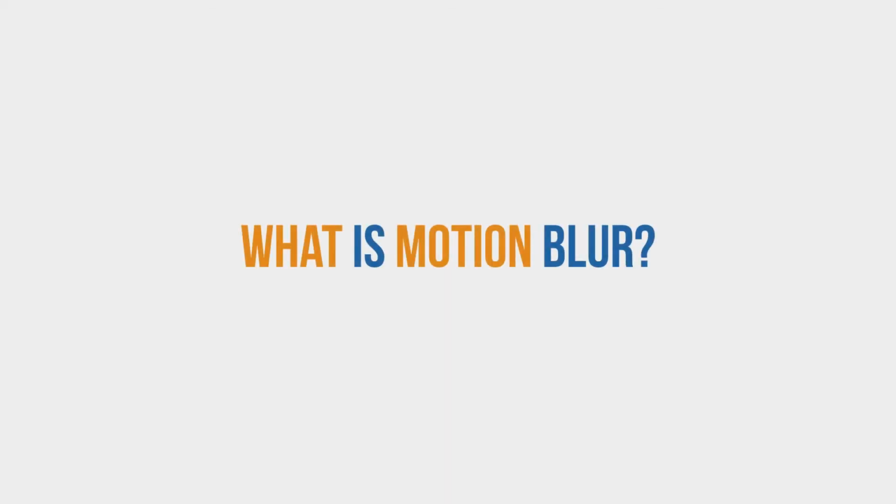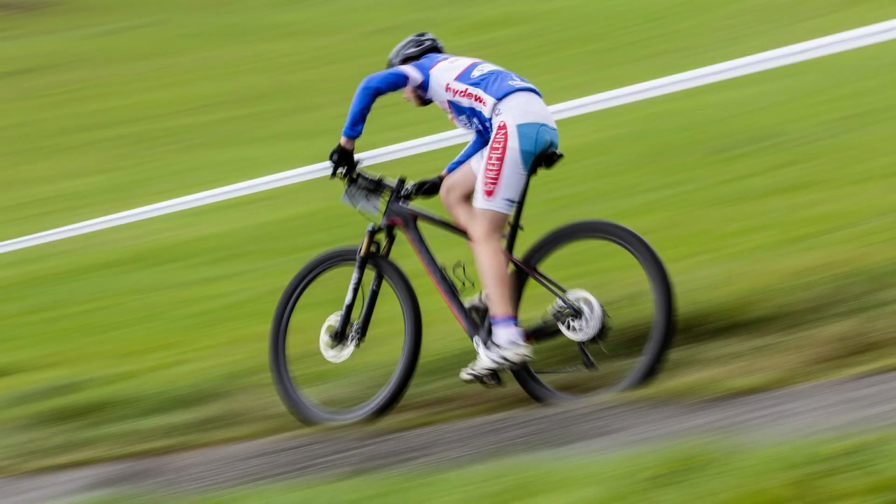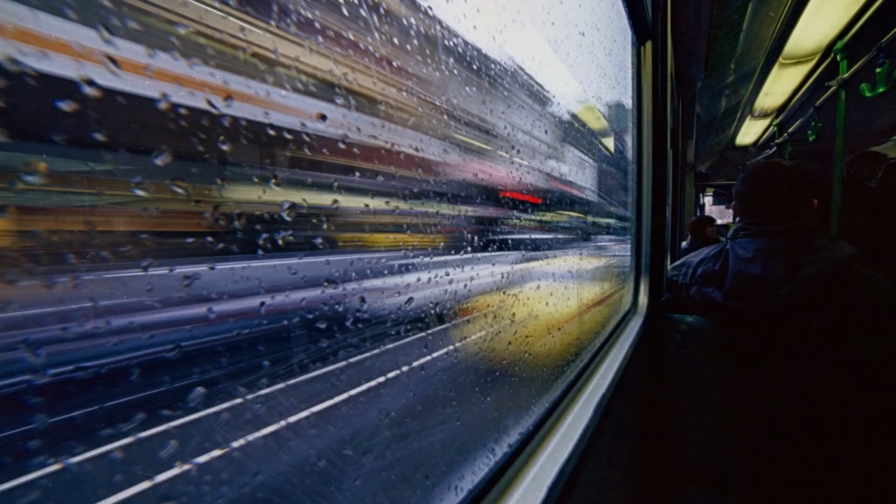First, let's look at the real world and answer some of those questions. What is motion blur? In a real camera, there is a shutter that opens and closes that allows or blocks light from hitting the sensor. Now, if the subject of the camera is moving while the light is being captured by the sensor, the image will be blurred.